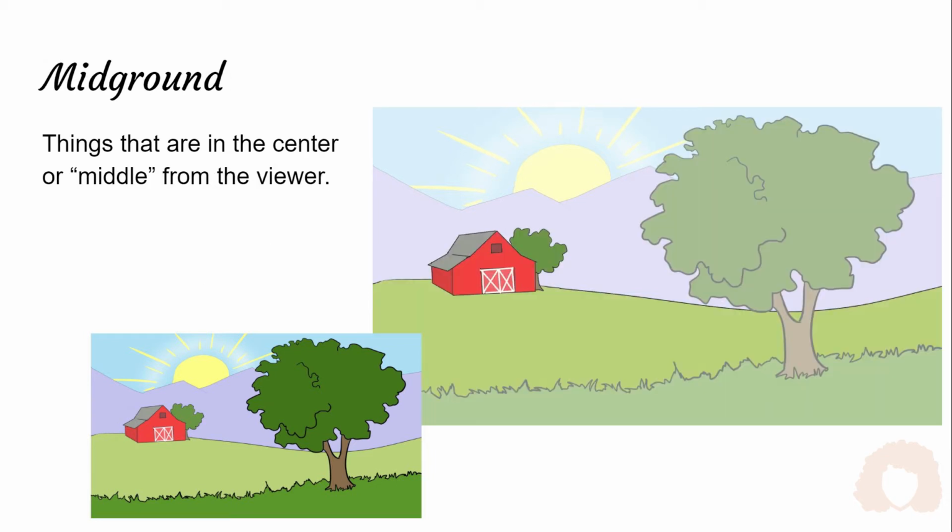The midground, or middle ground, refers to the objects in the middle or center of the art. This does not mean that the midground is directly in the center of the page, but rather references the objects that are sandwiched between the foreground and the background.